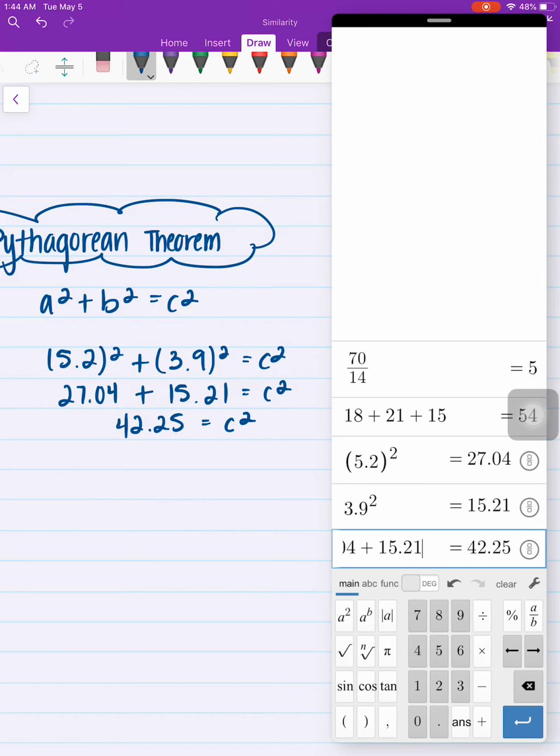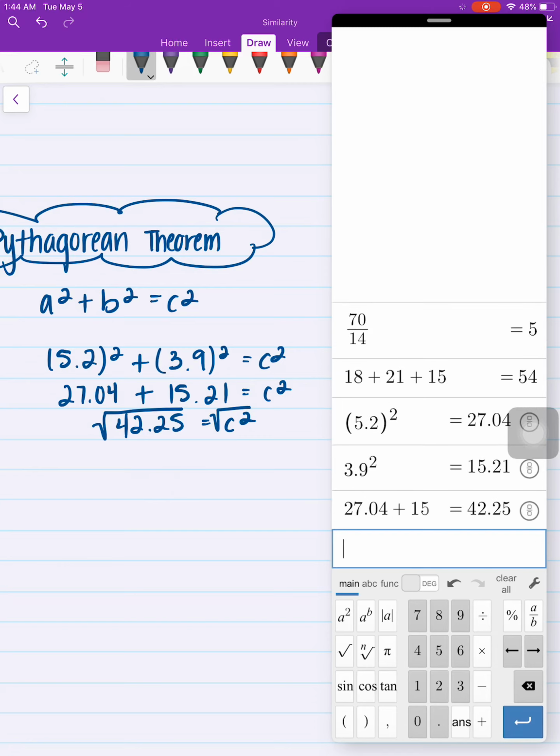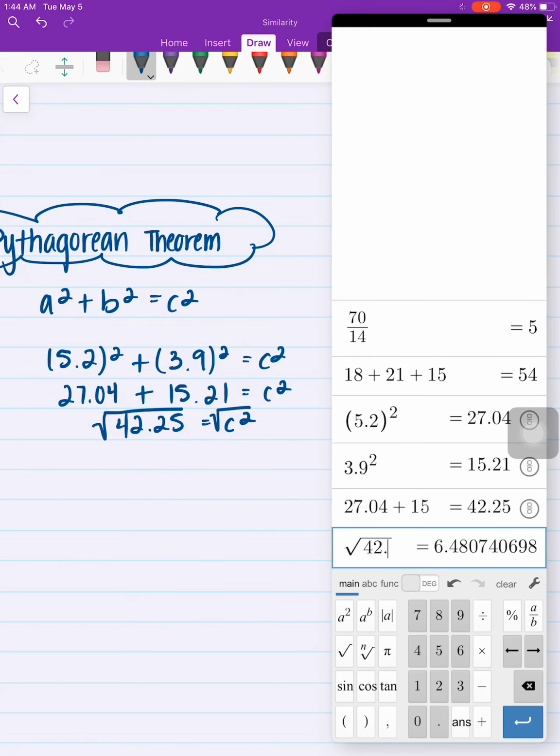Now we're almost done in finding the c value. In order to find c, we want to get rid of that squared, so we need to take the square root, which is the opposite of squaring. The square root of 42.25 gives us 6.5. Whenever you take a square root, you always have two solutions, one positive and one negative, but in this case we're only looking for the positive one, so we're only keeping the positive value.